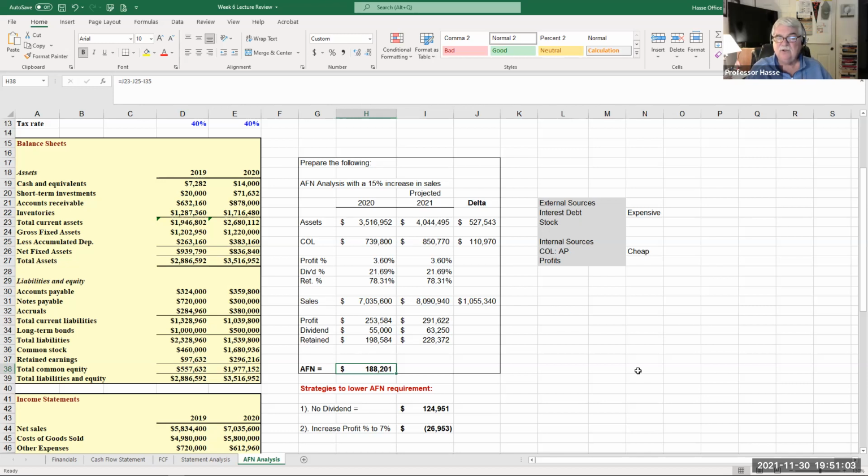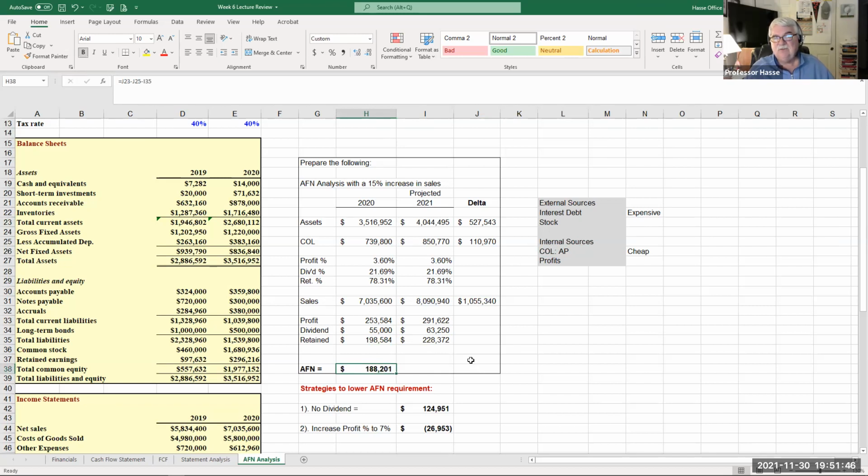$188,201 left over, called additional funds needed, that we have to go out and borrow long-term, or borrow in a bond issue, or issue additional stock, or find some private investors. That's additional capital we need to fundraise in order to get to our goal of supplying enough asset growth to fund a 15% increase in sales. Companies do this every year to determine what they have to do in the market to go out and attract new capital based on what they can generate internally and what's left over externally.